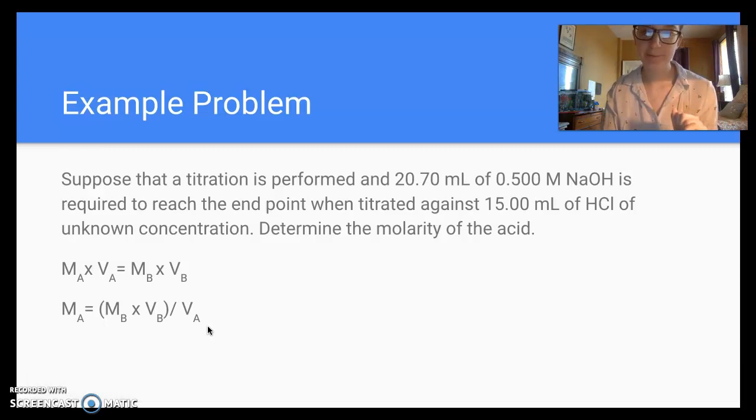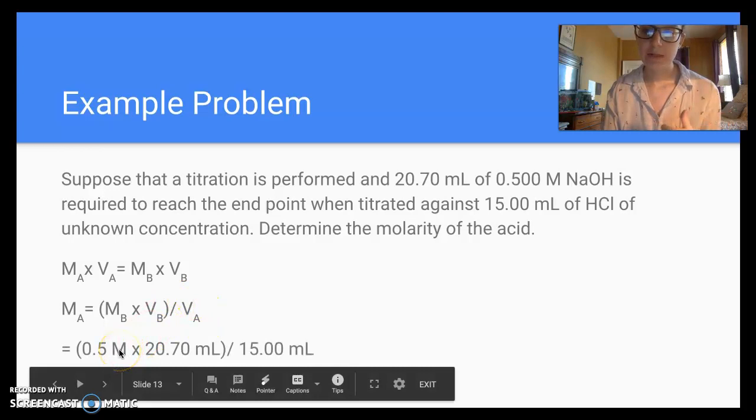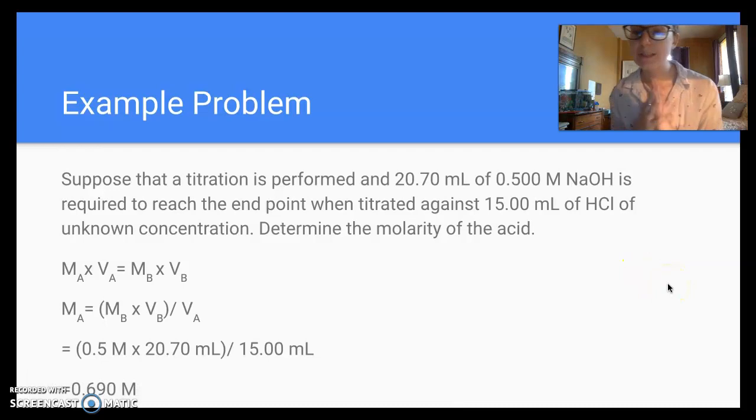So here I'm going to plug in the molarity of my base, 0.5 molar, times the volume of my base, 20.7 milliliters, and divide by my volume of acid. When I do that, you get 0.690 for your molarity or concentration of your acid.